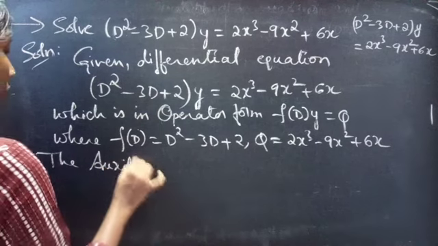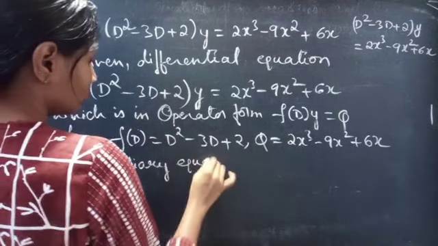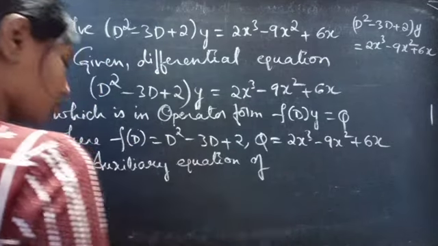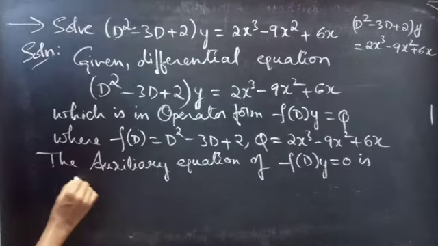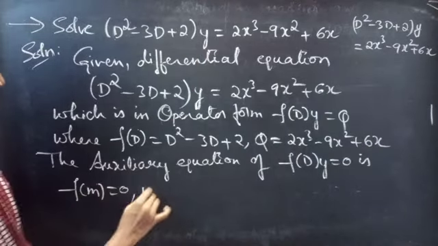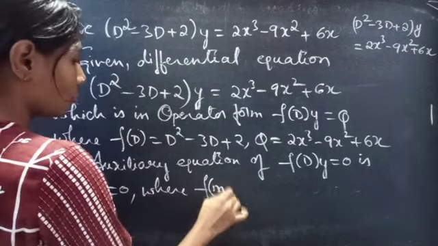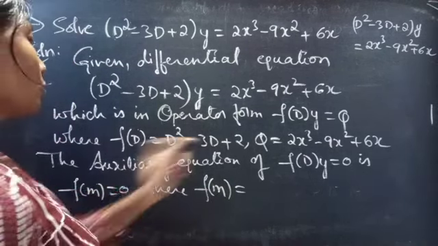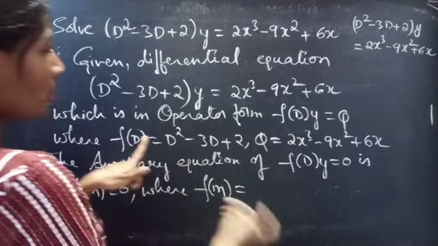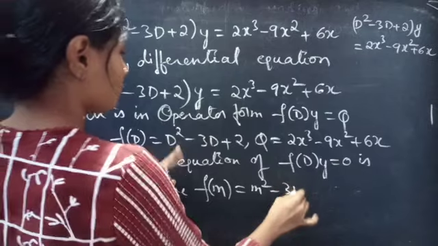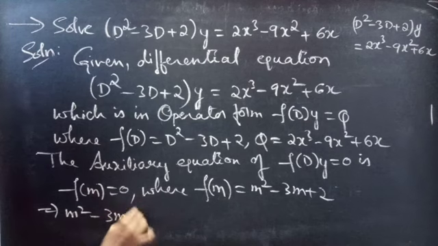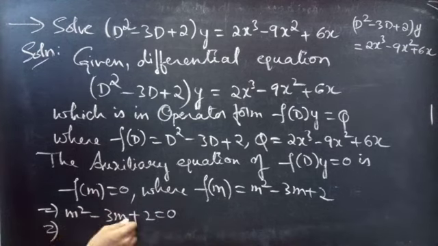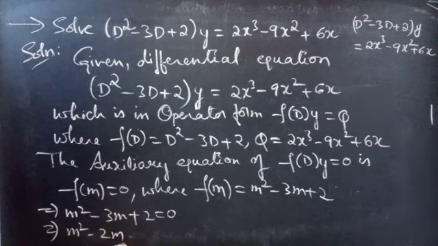The auxiliary equation of F(D)y = 0 is F(m) = 0, where F(m) = F(D) = D² − 3D + 2. Now let's replace D by m, so that we'll get F(m) = m² − 3m + 2. Then our auxiliary equation becomes m² − 3m + 2 = 0. Now split this −3m as −2m − m, right? Plus 2 = 0.